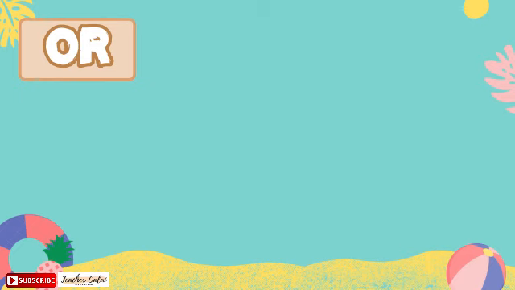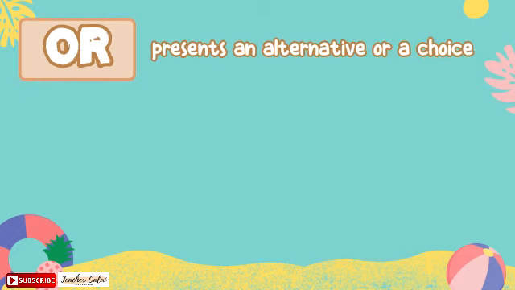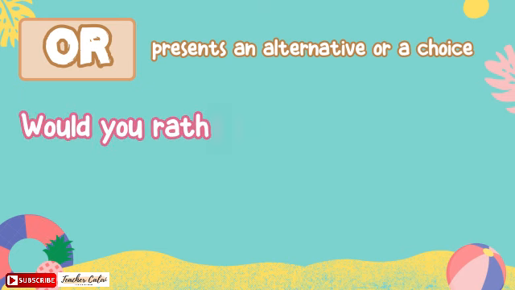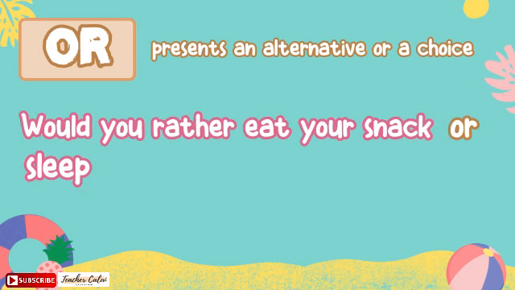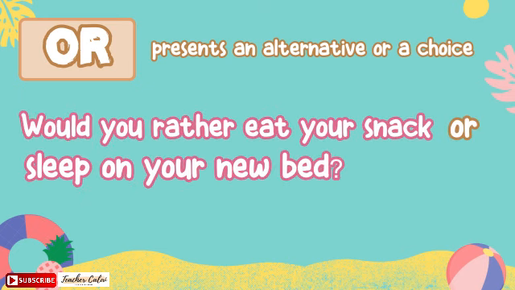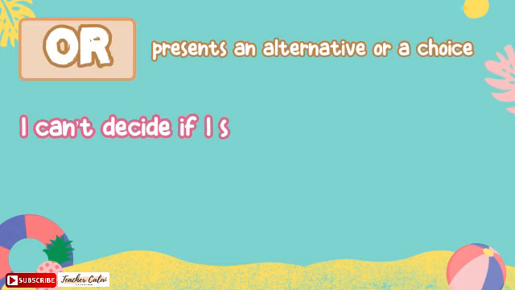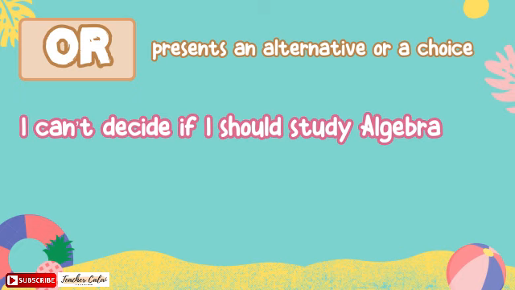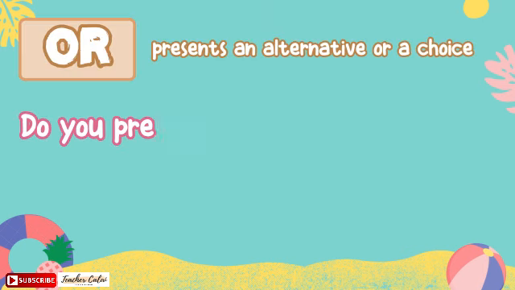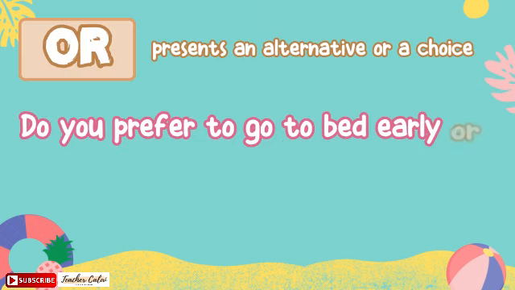For the conjunction "or," it presents an alternative or a choice. Example: Would you rather eat your snack or sleep on your new bed? I can't decide if I should study algebra or geometry. Do you prefer to go to bed early or stay up late?